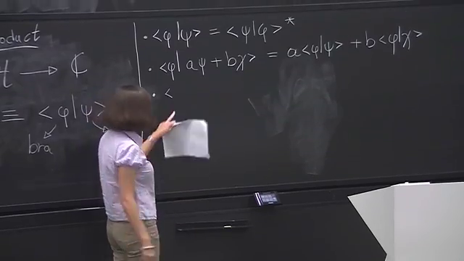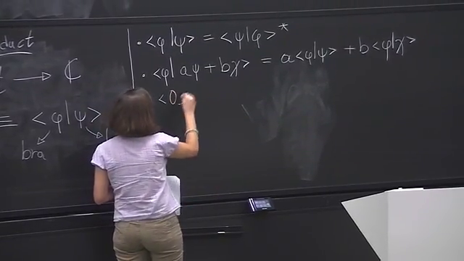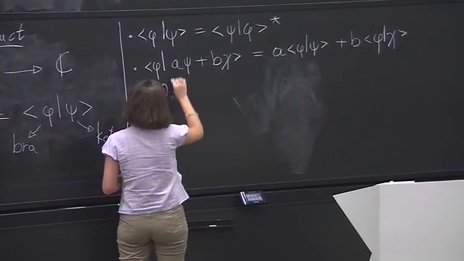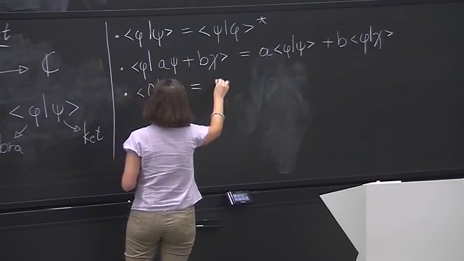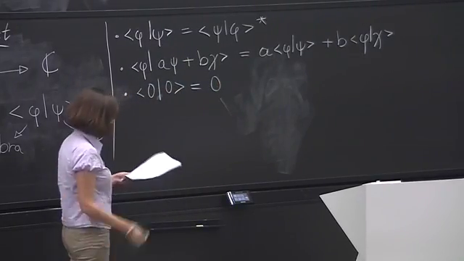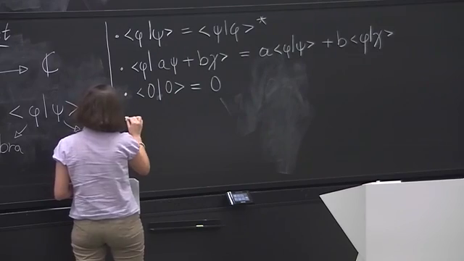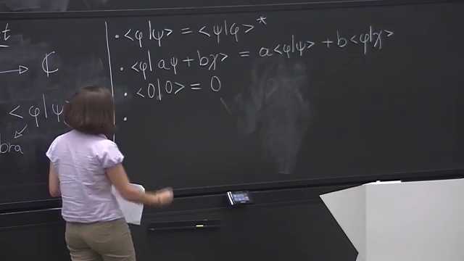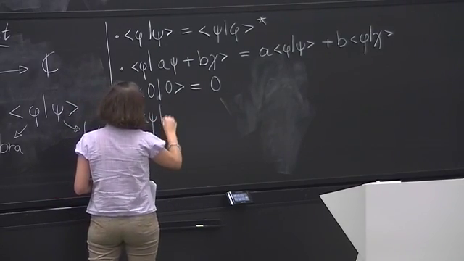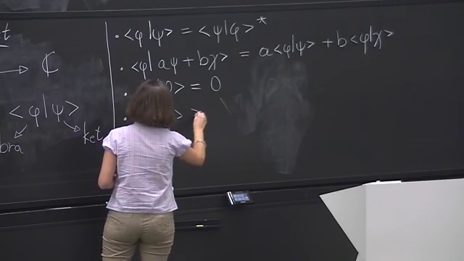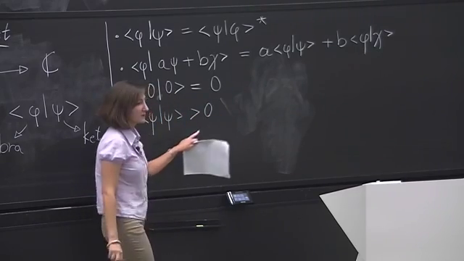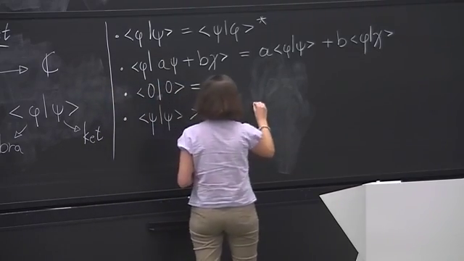The scalar product of the zero vector, or the vacuum state, with itself should be equal to 0, and the scalar product of any other vector with itself should always be greater than 0.